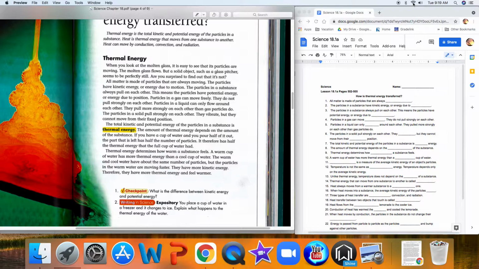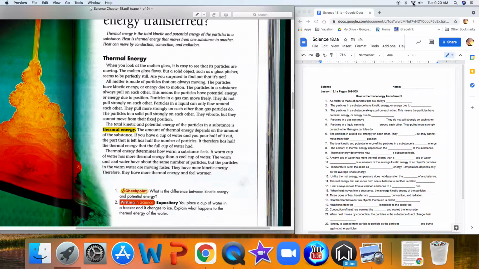Thermal energy determines how warm a substance is. One cup of warm water has more thermal energy than a cool cup of water. The warm and cool water have about the same number of particles, but the particles in the warm water are moving faster. They have more kinetic energy, therefore they have more thermal energy and feel warmer.